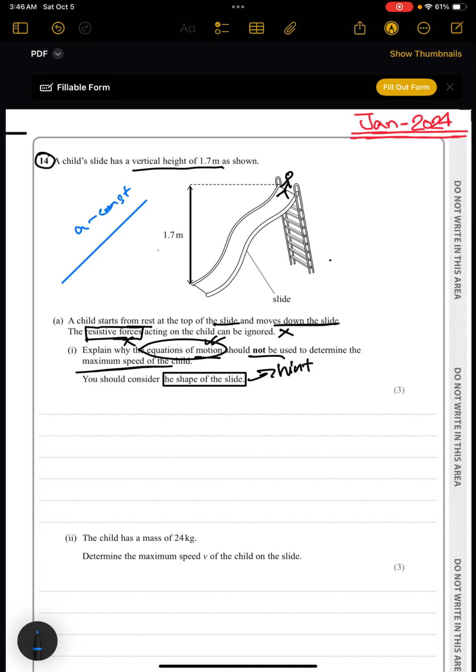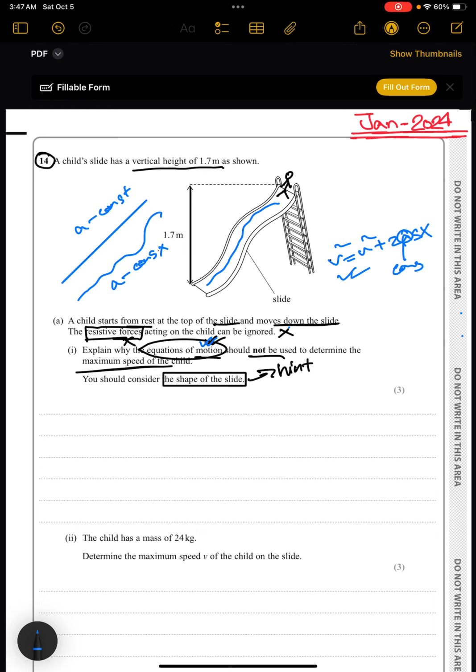And we all know the formula of the equations of motion, as there is no time given. So the formula that we might use here is v square is u square plus 2as. This is the equations of motion formula that we should have used, but we cannot use this formula because the reason behind not being able to use it is this slide is not vertical. This slide is a curved slide. As the slide is curved, the acceleration is not constant. And one thing that we always need to make sure is that to be able to use the equations of motion, the acceleration needs to be constant. And if the slide was flat like this, then we could have used this formula.